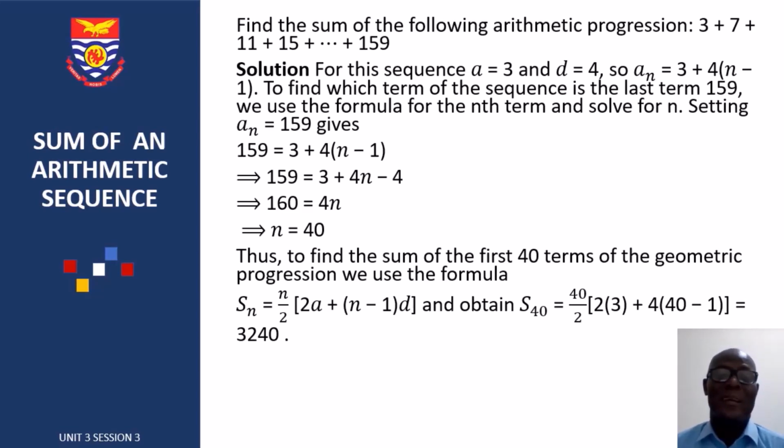Alternatively, since the last term is known and the number of terms in the sequence is known, and we know the first term too, we can use the formula S subscript n is equal to n multiplying (A plus A subscript n) all over 2, so that the sum of terms here equals S subscript 40 equals 40 into brackets the first term 3 plus the last term 159 all over 2, which gives 40 into 162 divided by 2, which is also simplified to give 3,240.